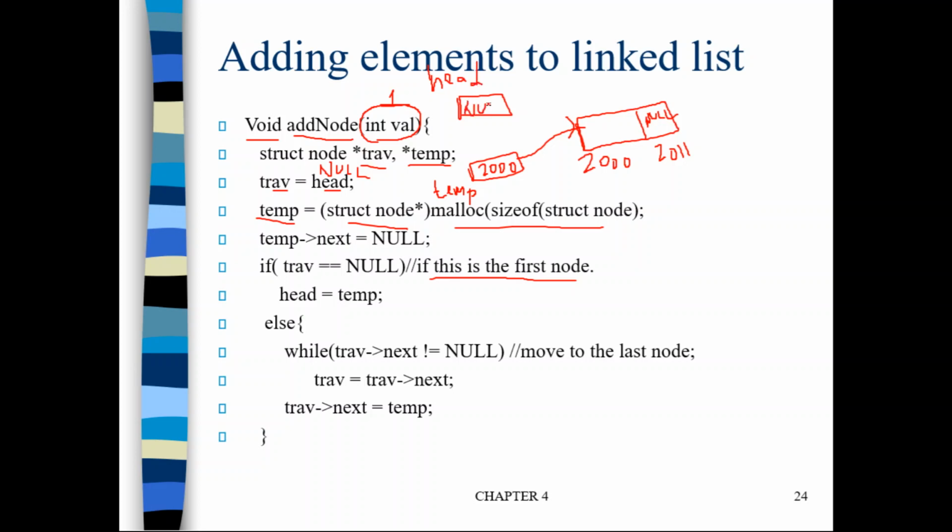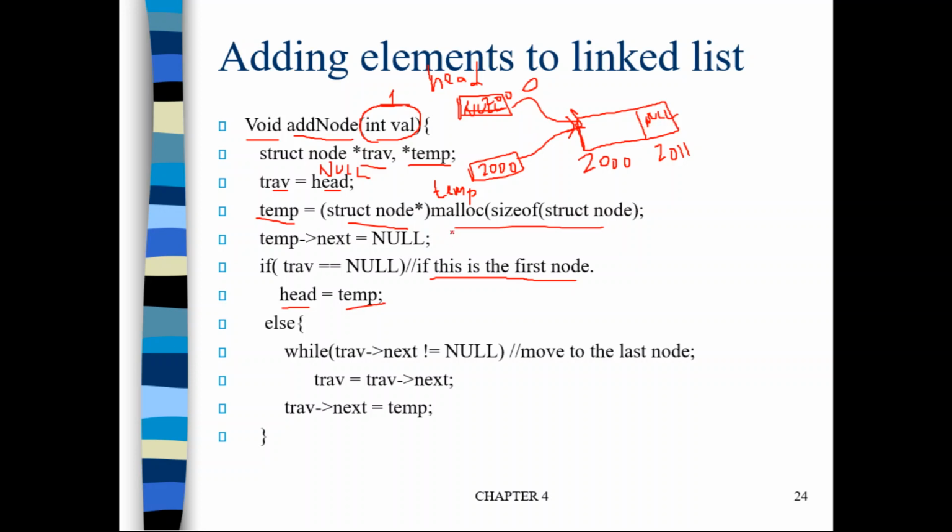And we are checking here whether traverse is equal to null. When will traverse be null? If head is null, traverse is null. If head is null, what is the meaning? Then there is no node previously. Then this is the first node, and this should be pointed to by head. So we are saying head is equal to temp. What is temp? 2000. So 2000 will go into head also, so this null will be overwritten by 2000. Now head is pointing to the first node. So this is how the first node is added.